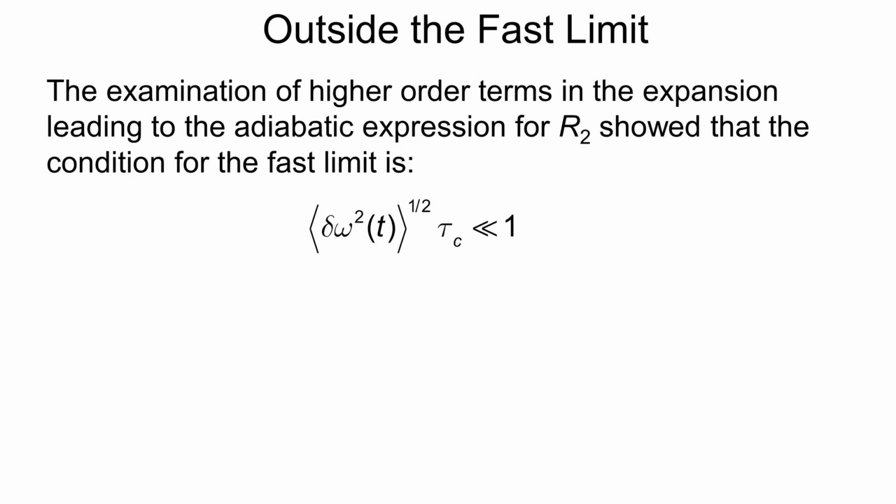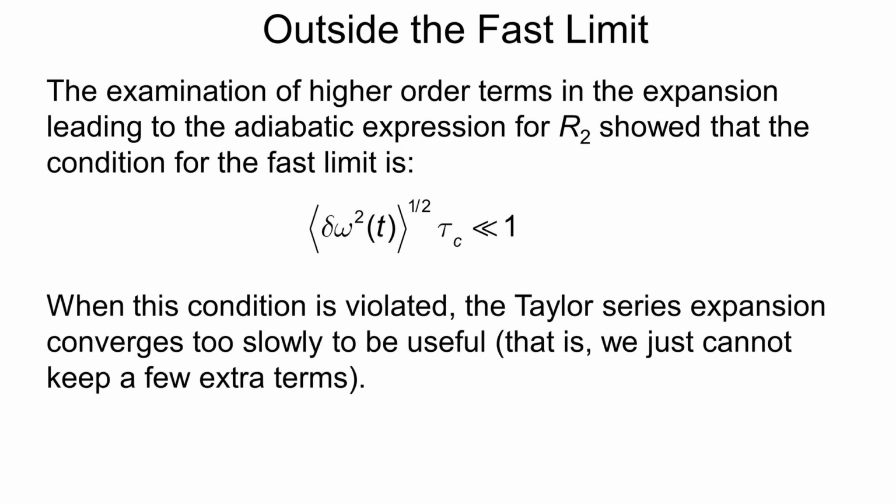When this assumption is violated, unfortunately, we can't fix the problem simply by adding a few more terms into the Taylor series expansion. Once this assumption is violated, the Taylor series expansion converges very, very slowly, so we would have to add an impractical number of terms to keep using that approach. So we need to switch to some other approach. And in solution, this primarily leads to what's called chemical exchange effects in NMR.